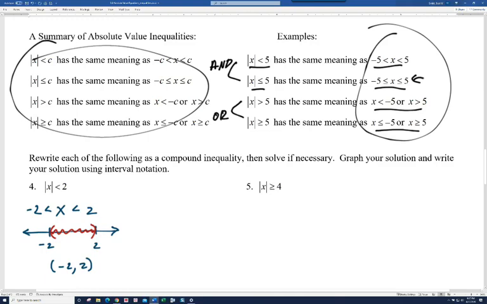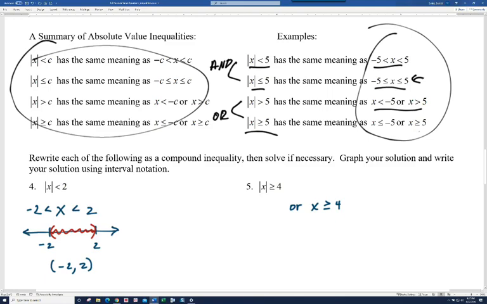Now on number 5, this is the OR case, where you're going to have everything outside of two numbers. And so, on the right side what you see, now this looks just like the one we have up here, absolute value of x greater or equal to 5. Notice on the right side, oops, let me erase here.